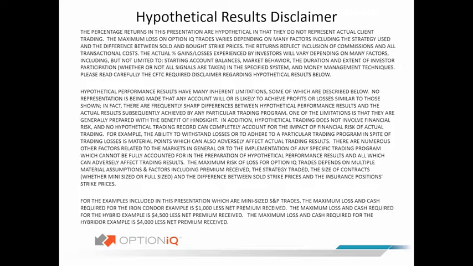I want to show you that before I take you into the software. That way, once we get into the software, you'll understand where the numbers are coming from. So in order to do that, I just brought up the hypothetical results disclaimer because I'm going to show you a hypothetical example of a trade.